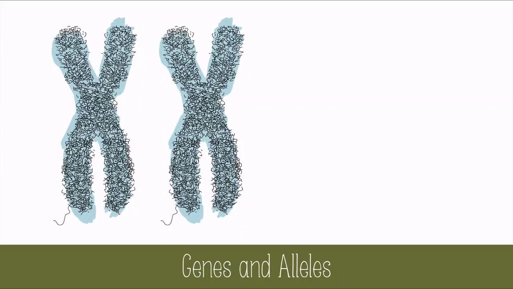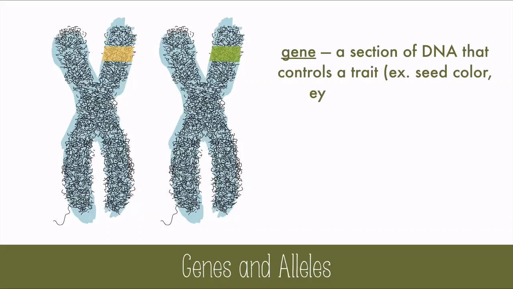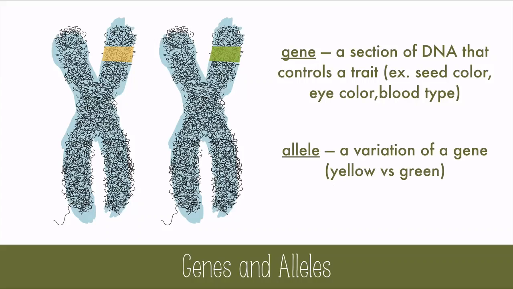If you could look at the chromosomes in the pea plants, you would find the gene for seed color. A gene is a section of DNA that controls a trait. The different seed colors have different alleles, which are variations of a gene, like green or yellow.